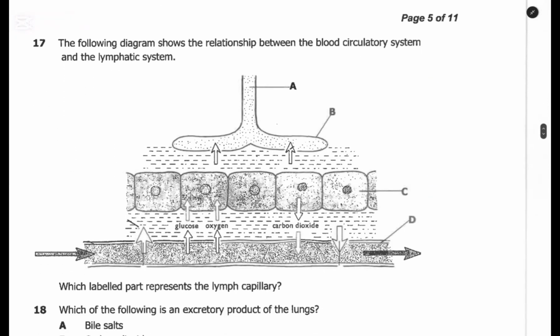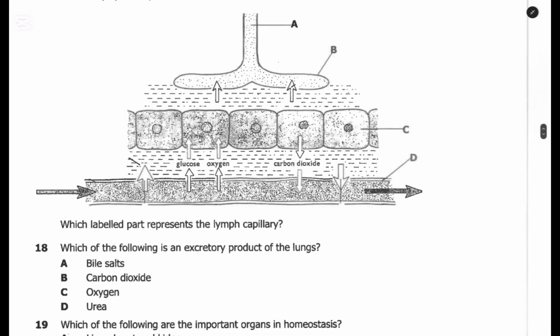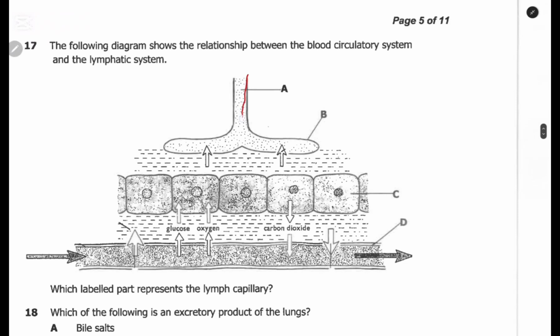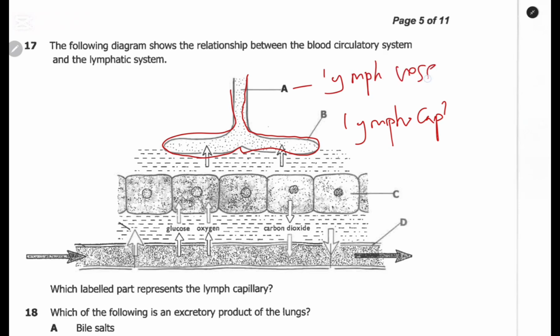The following diagram shows the relationship between the blood circulatory system and the lymphatic system. Which labeled part represents the lymph capillary? So this is the lymphatic system, where it is starting from. The starting point here is called the lymph capillary. Then of course A, we are talking of the lymph vessel. Therefore, to answer the question, the answer here is B. All right, that is question 17. The answer is B.